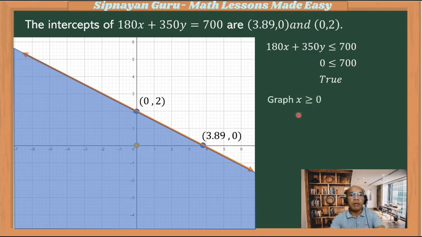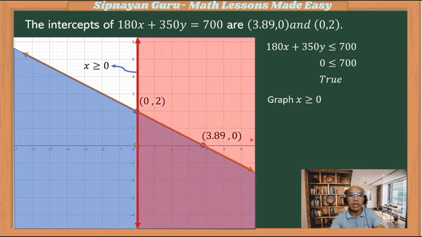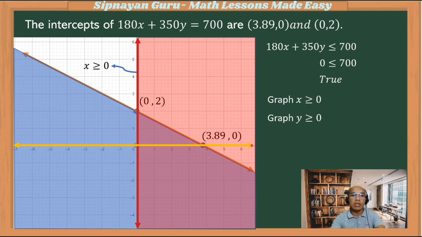So the graph of x is equal to 0 is a vertical line that passes along the y-axis. So greater than 0, so all allowable values of x are going to the right. So we will shade that region. For y is equal to 0, this is the horizontal line that passes along the x-axis. So greater than 0 is going up. So we will shade that region.